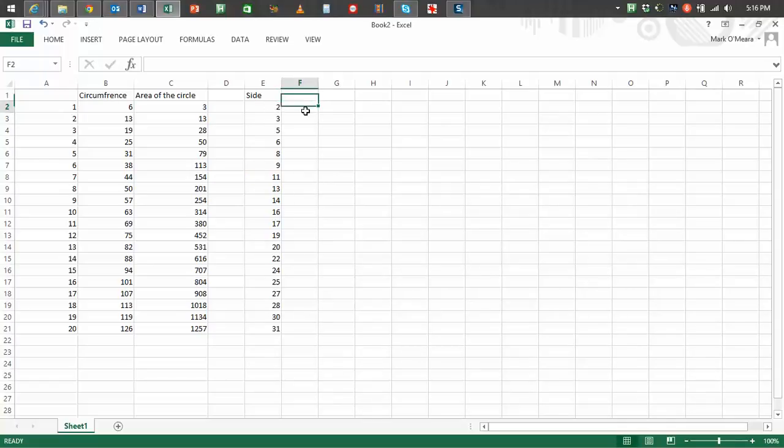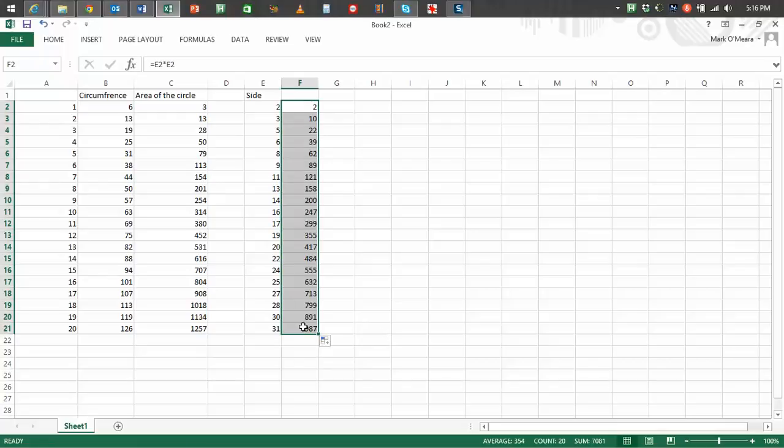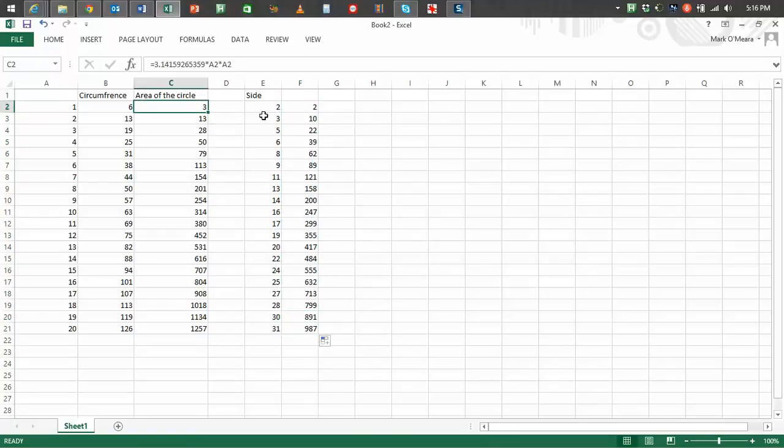So I know that the area of a square is the side by the side, so that's going to equal this times itself, and I'm going to drag that down. So I have 2 sets of figures. One is the area of a circle, and this is the area of a square that we made with the same amount of fence. Now as you can see, they're obviously different, but what I'm going to do is build myself a graph such that I can actually see this.